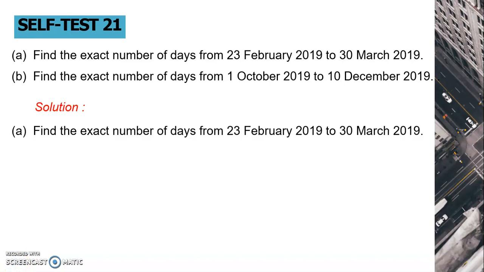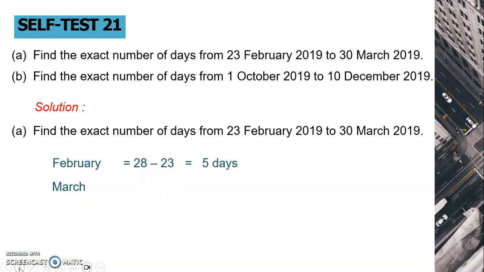We're going to do A: find the exact number of days from 23rd February 2019 to 30th March 2019. The most important thing is that you have to know where you start. Here you start in February, 23rd February. In February you have 28 days. Why? Because 2019 is not a leap year. So for February, you do 28 minus 23, and you're going to have 5 days.